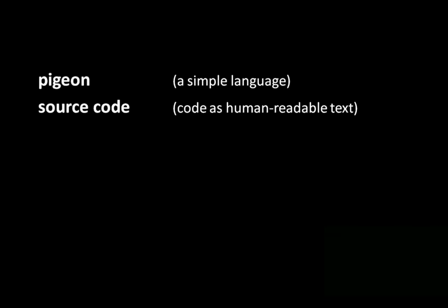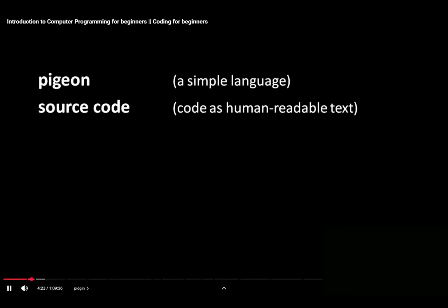When we write code in a programming language, we write it as text, and this code is called the source code, so called because it's the source from which the translator produces actual runnable programs.